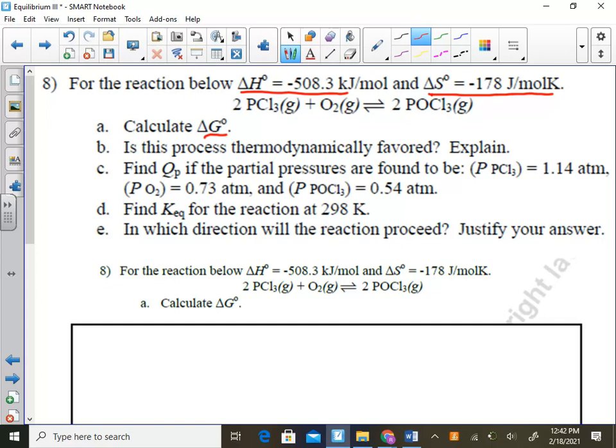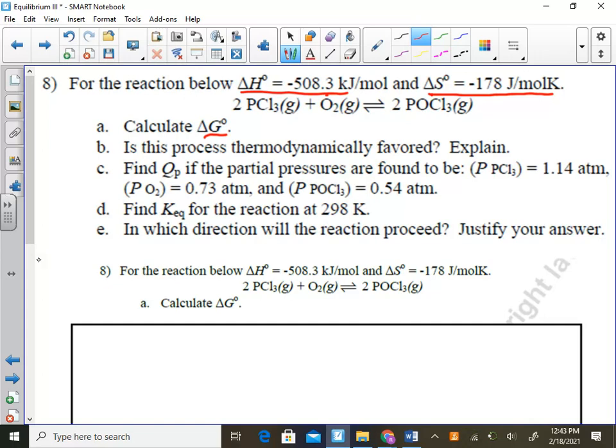And so when we do that, now we can look at this and maybe try to predict. If you have a negative delta H and a negative delta S, is that thermodynamically favored? Well, I know if this is negative and delta S is positive, it's always thermodynamically favored. I know if this is positive and this is negative, it's never thermodynamically favored. But when they're the same sign, I don't know. It depends on the temperature. And so let's go ahead and calculate the temperature.